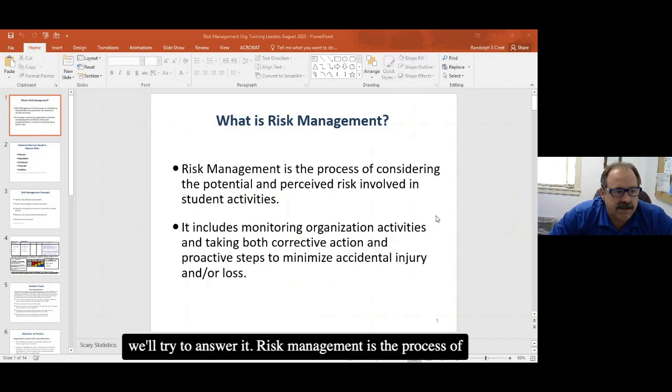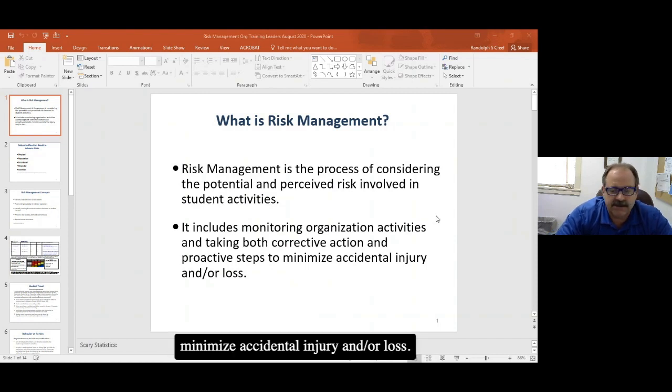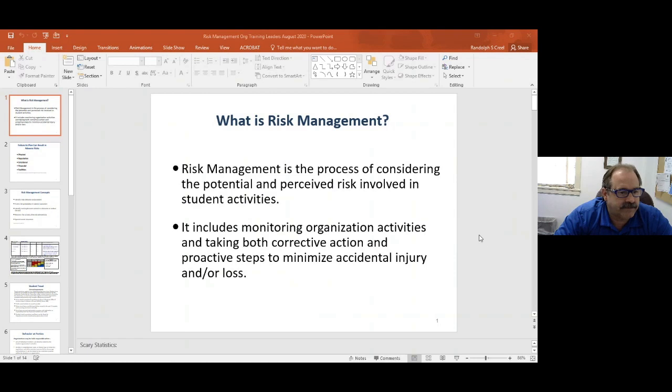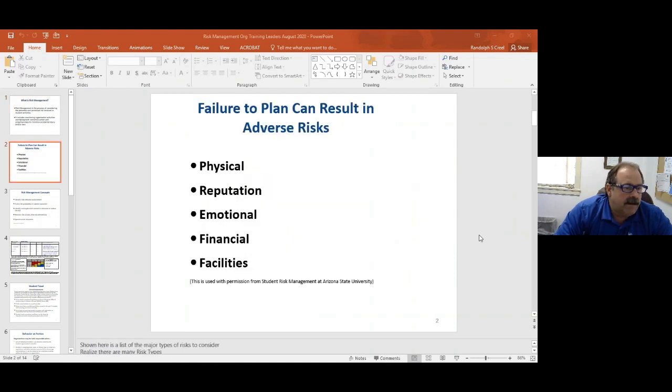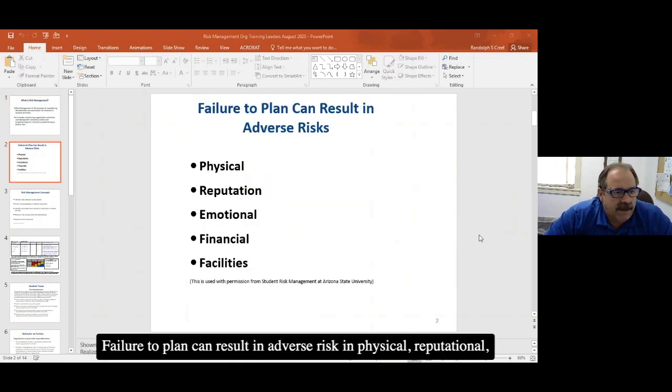Risk management is the process of considering the potential and perceived risks involved in student activities. It includes monitoring organizational activities and taking both corrective actions and proactive steps to minimize accidental injury and or loss. Failure to plan can result in adverse risk in physical, reputational, emotional, financial, and facilities damage.